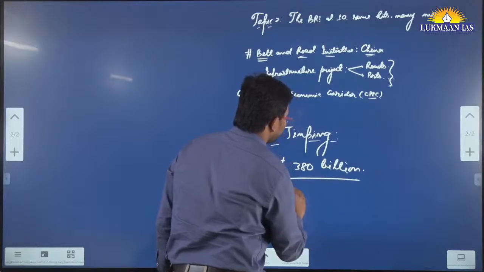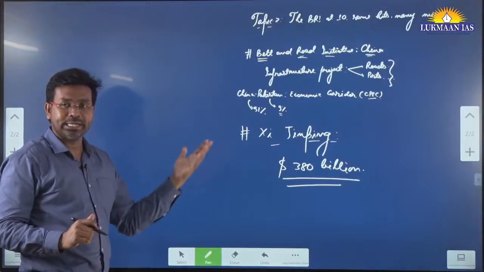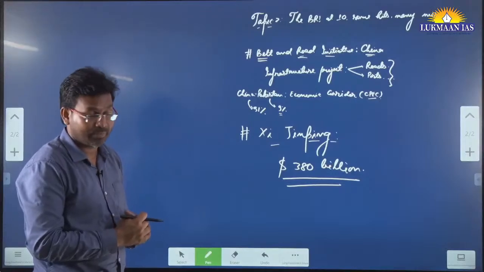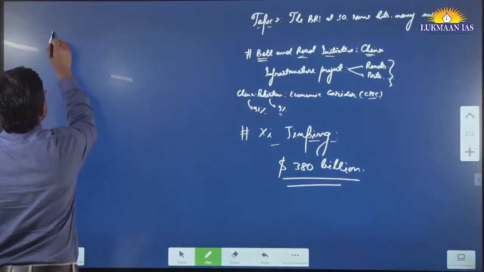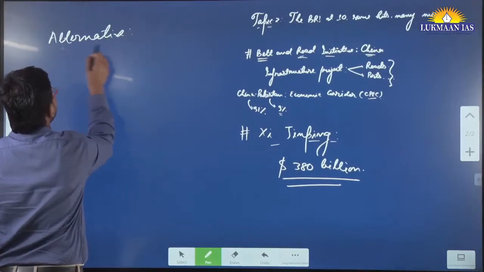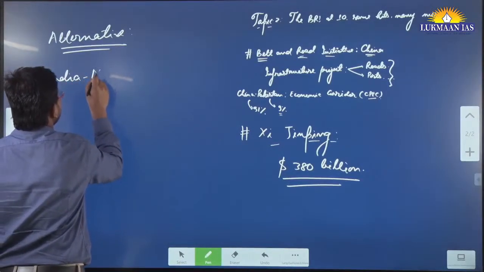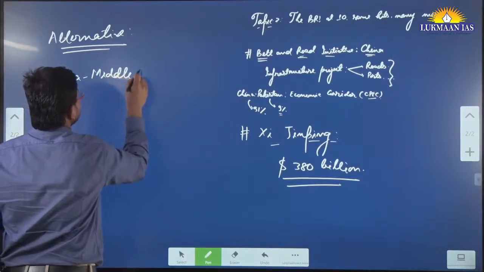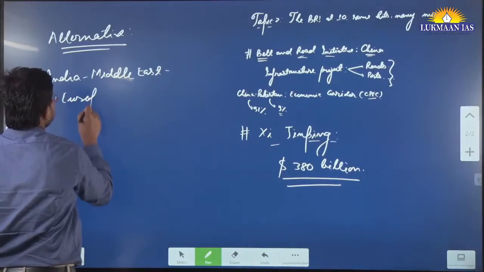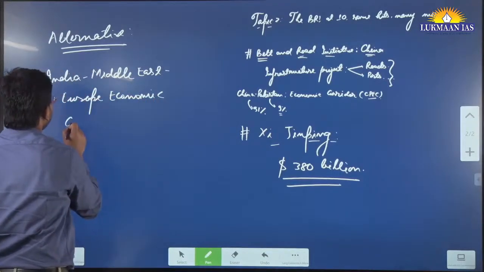They have asked whether there are any alternatives to these projects. Yes, there are many alternatives that different countries have initiated. For example, one of the alternatives that we are going to discuss, although it is not mentioned in this article, is the India, Middle East, Europe Economic Corridor.